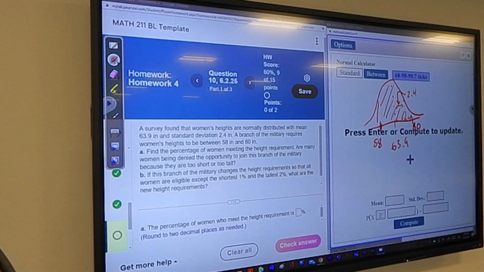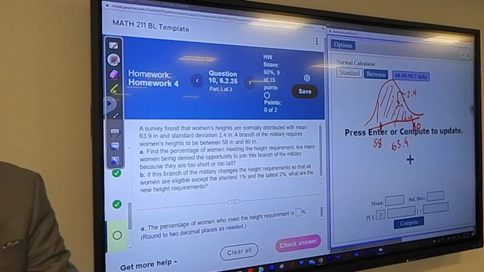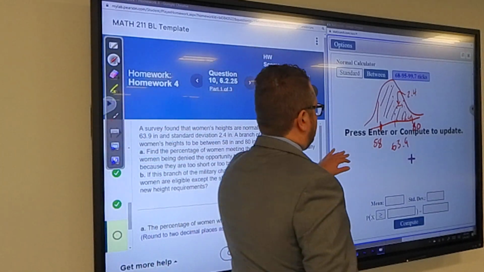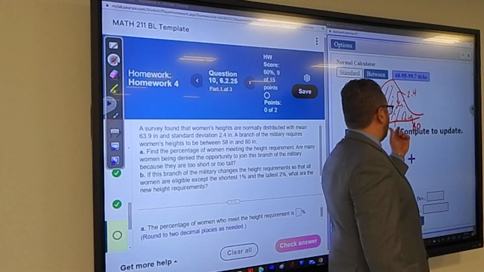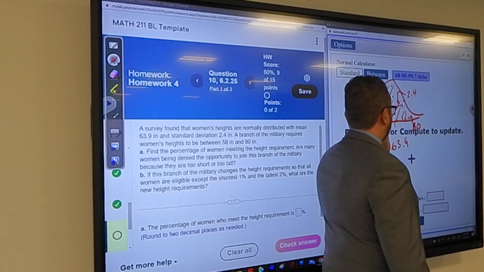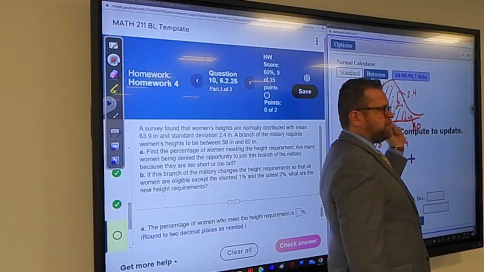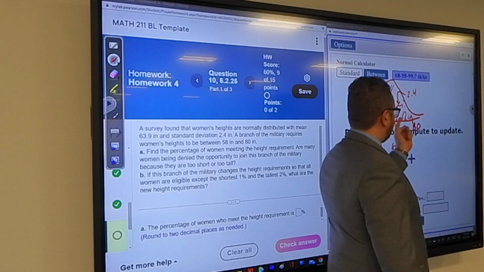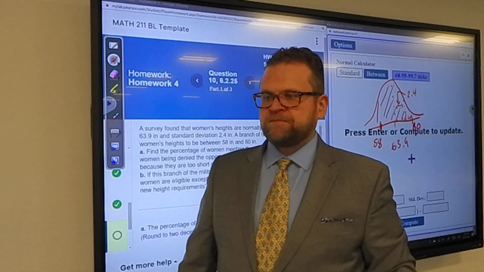They ask a follow-up question. Are many women being denied the opportunity because they are too short or too tall? Since we've already decided that this is going to be a huge chunk of the area, then it's probably going to be the case that not many. It would just be this area in these tails, whatever percentage that is in these tails. That's the percentage of women being denied entry.